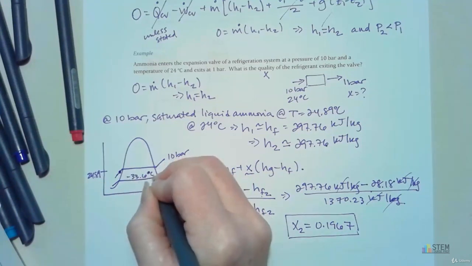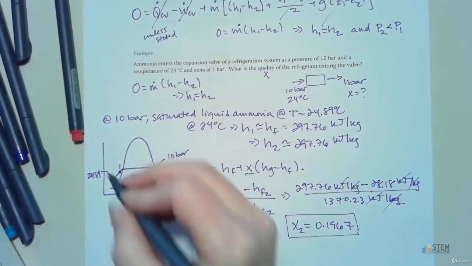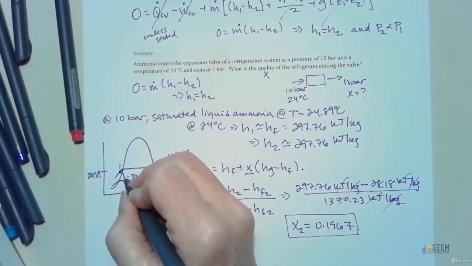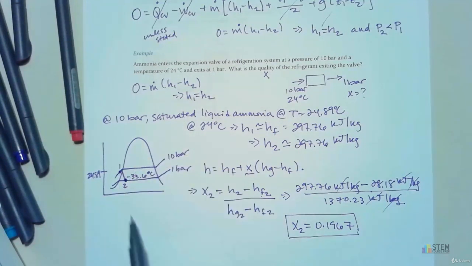This is in Celsius. So essentially we went from state 1 down to, say, right there. And we know we're on this line because we have this quality. Remember, if we have a value of x that's between 0 and 1, we've got to be right on this horizontal line where we have the liquid-vapor mixture. So we have about 20% vapor at this point.